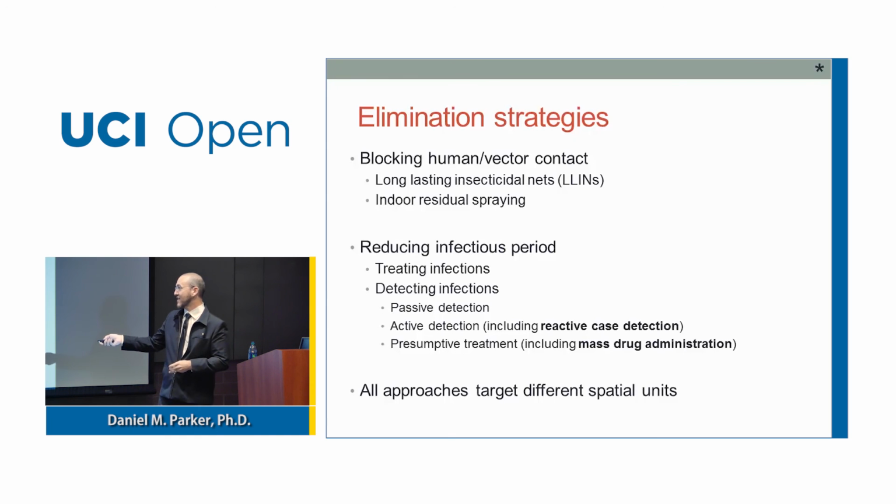All of these approaches are inherently spatial. So mosquito nets, for example, work inside of mosquito nets, of course. Passive detection works within a catchment area, and if that catchment area is really large, especially if you're in a remote rural area like where I work, then at the edges of it, it's probably not going to work really well because people who are feeling really sick are not going to walk a long way to get to a hospital. Active case detection, you actually have to define some kind of a spatial unit, as you do with mass drug administration.